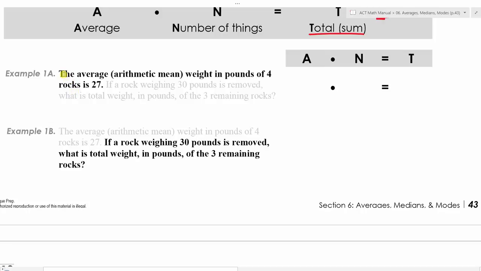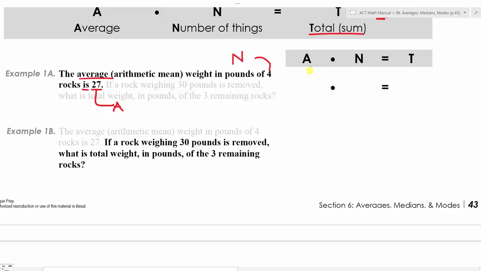If you'd like to do it on your own, press pause. So this says the average, arithmetic mean, remember those things mean the same thing, the average weight in pounds of 4 rocks is 27. Well, let's identify what we have here. We have a 27, which is the average. They say the average is 27. And then we have this 4, which is a number of things. Well, that's what I just mentioned, that the trickier average questions will give you an average and a number of things, and you will need to produce the total.